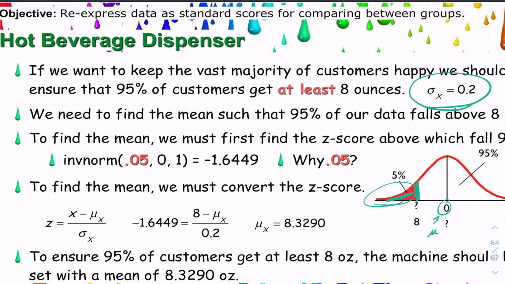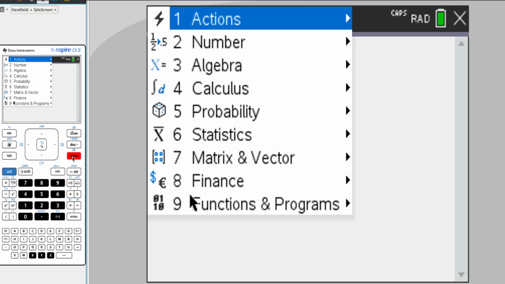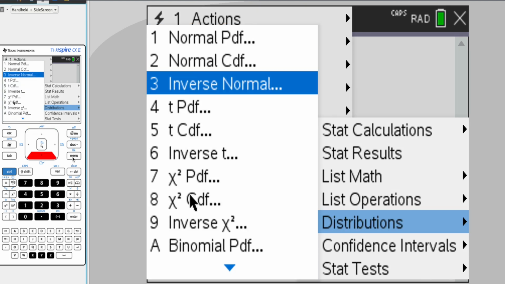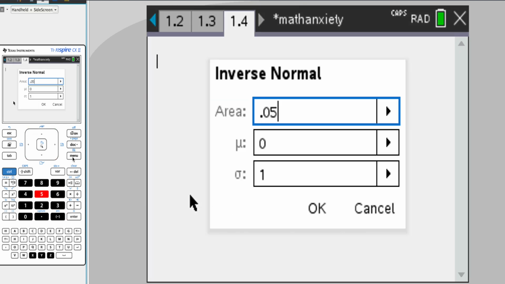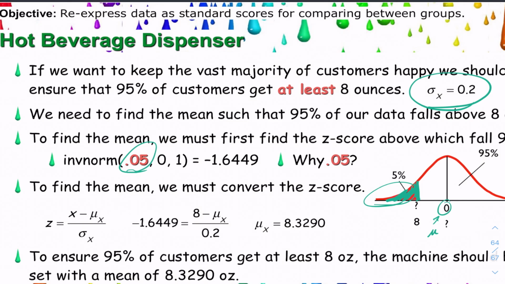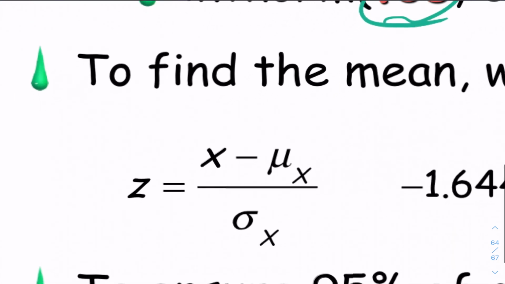We start with 0.05, which is the percent of people not getting what we want. And we're going to use our standard normal model to get a z-score. So on a calculator page, we would hit Menu, 6 for Statistics, Distributions, and then Inverse Normal because we have a percentage, 0.05. This is the amount of customers that are not getting what they want. We get a z-score of negative 1.6448.